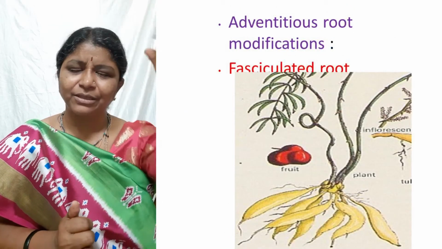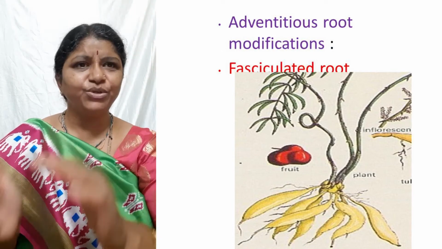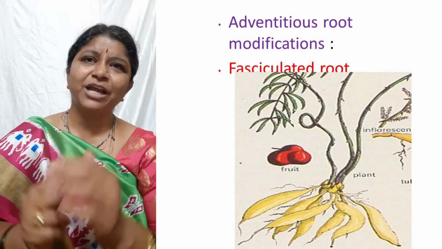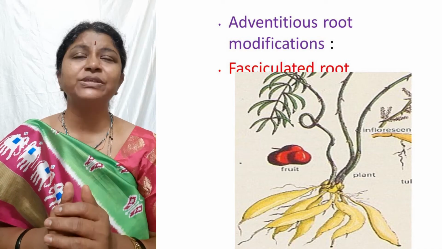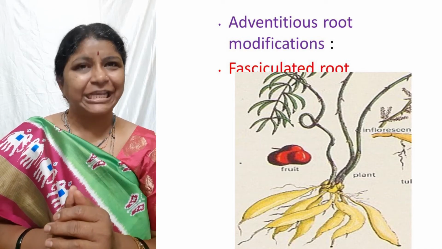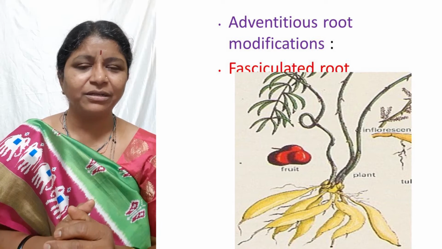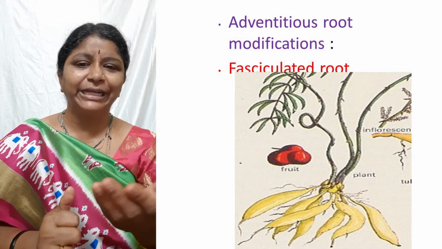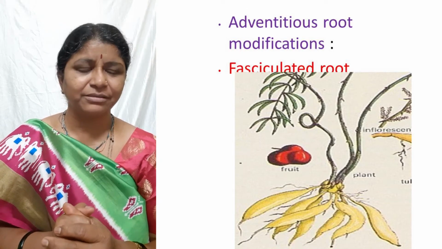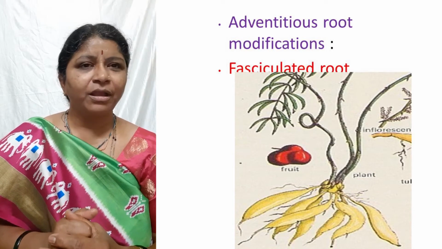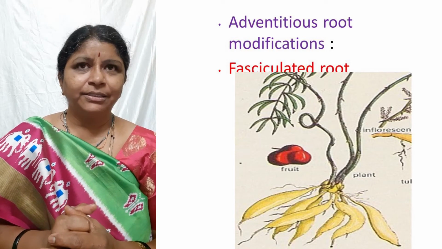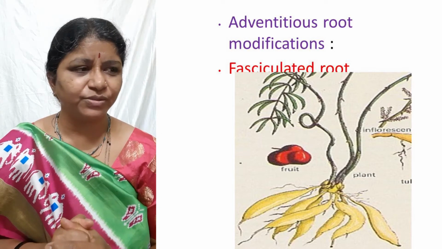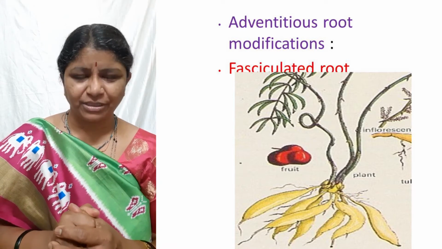And in some cases, like the adventitious roots, each and every adventitious root stores food, and such roots are known as fasciculated roots. Example, asparagus. In Sanskrit, it is also known as shatamoli, and it is usually used for increasing lactation in mothers or cows. The next important function of root modifications is the absorption of water.